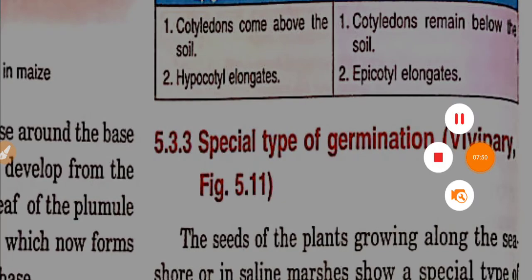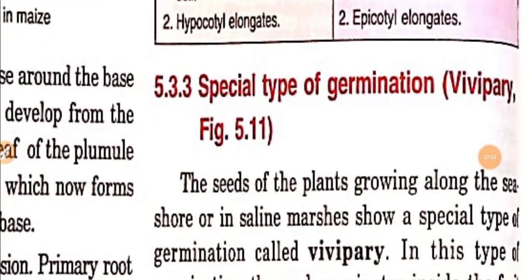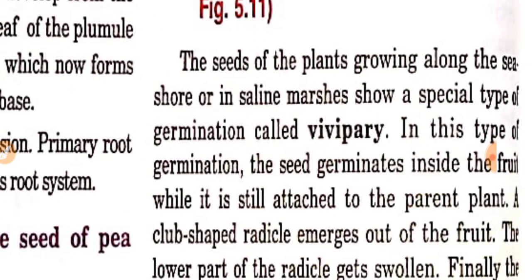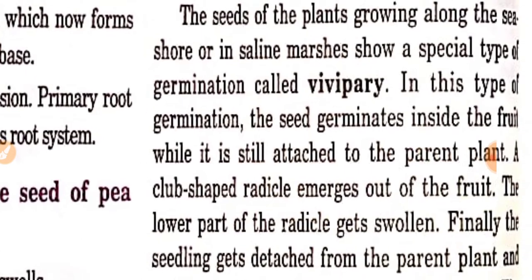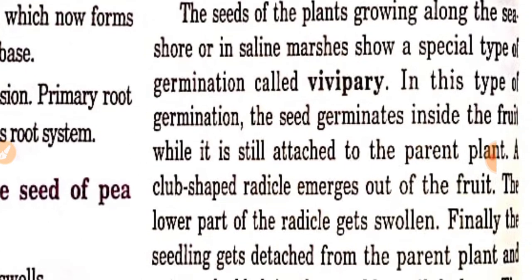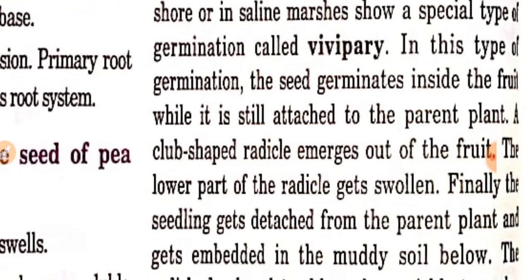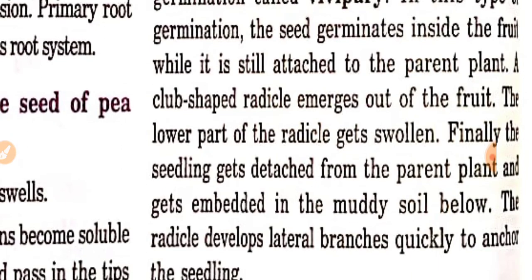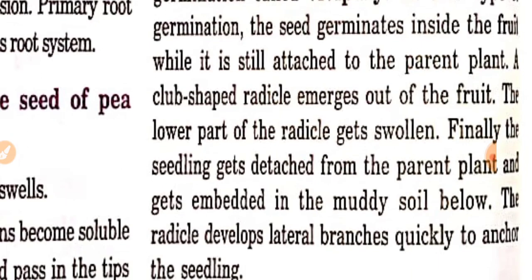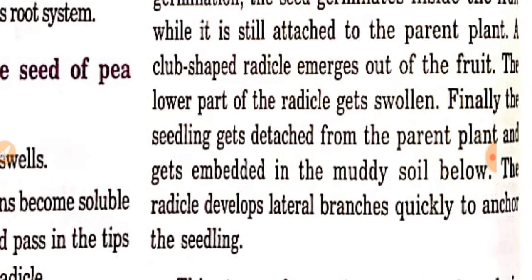Another special type of germination is viviparity. The seeds of plants growing along the seashore or in saline marshes show a special type of germination called viviparity. In this type of germination, the seed germinates inside the fruit while it is still attached to the parent plant. A club-shaped radicle emerges out of the fruit. The lower part of the radicle gets swollen. Finally, the seedling gets detached from the parent plant and gets embedded in the muddy soil below. The radicle develops lateral branches quickly to anchor the seedling.